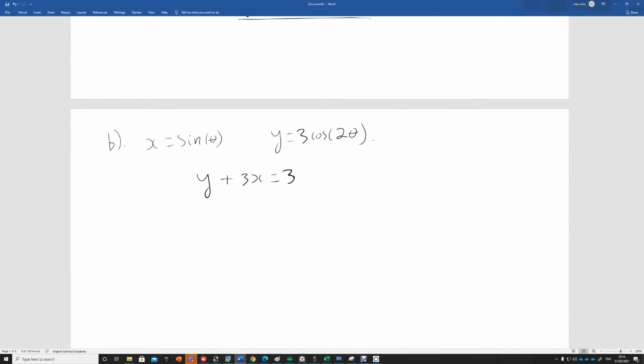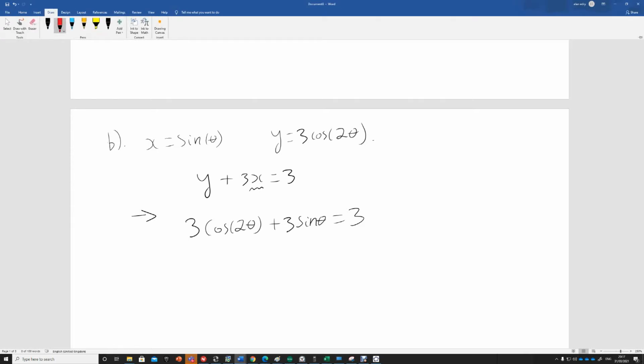And we simply do this by substitution. Wherever I see x in this equation of the line, I can just replace it with sine theta. And wherever I see y, I can replace it with 3 cos 2 theta. So we end up with 3 cos 2 theta plus 3 sine theta is equal to 3. And we essentially have a trigonometric equation, and we need to solve it, but we don't actually have to go all the way. We don't need to find values of theta. We need only find values of sine theta.